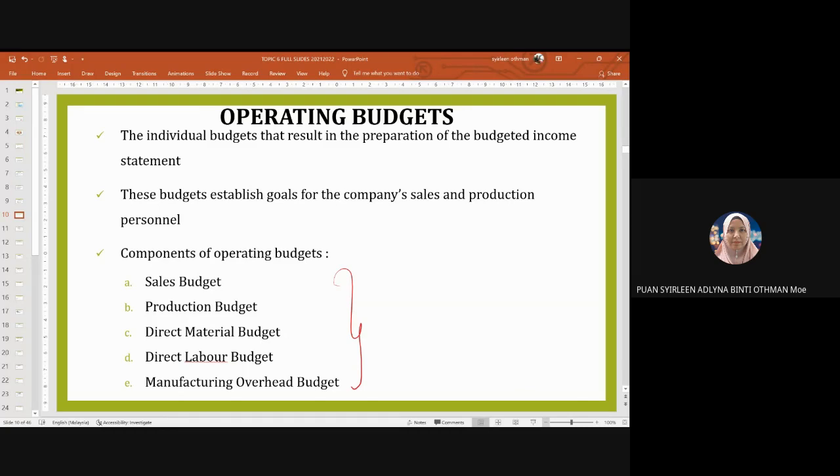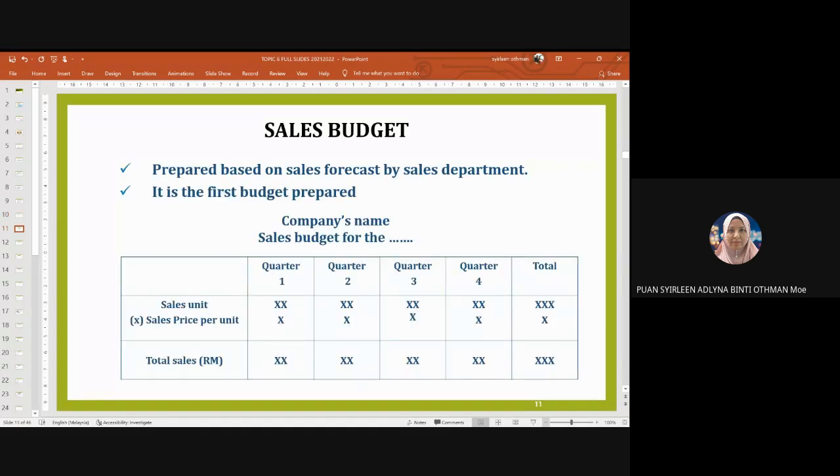Okay, so since this is a budget, that means we are using normal accounting system lah. Alright, okay, so you have 5 operating budgets, and then ini dia punya table. Okay, so the first thing that you need to do, alright, you need to write the name of the company. Okay, so lepas tu you buat sales budget ni untuk bila. So let's say you buat untuk quarter.